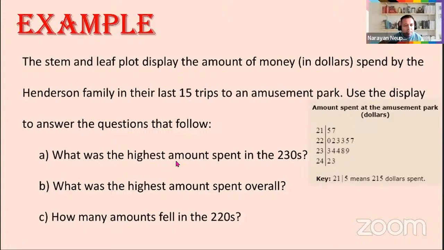First part is, what was the highest amount spent in 230s? So 230s are here, 233, 234, and so on. If you look at the highest amount spent here, it is $239. And then for part B, what was the highest amount spent overall? If you look at the overall data, the highest is $243.